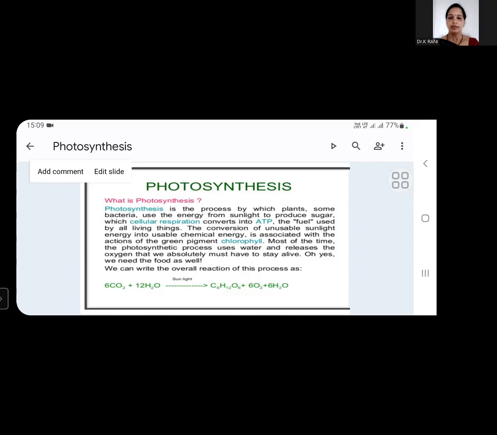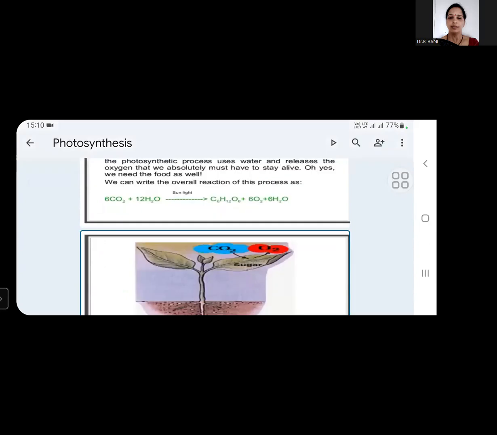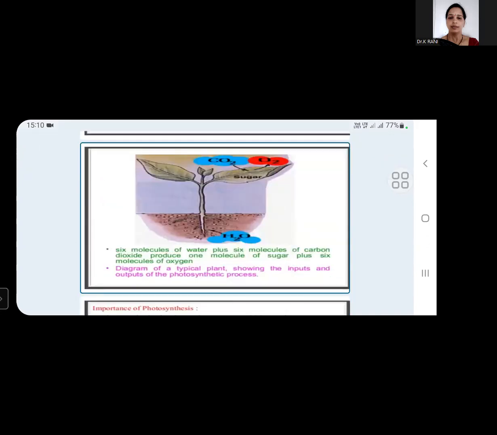Among the early experiments, Joseph Priestley, the famous physiologist, performed a series of experiments that revealed the essential role of air in the growth of green plants. In the equation, 6 molecules of water plus 6 molecules of carbon dioxide produce 1 molecule of sugar plus 6 molecules of oxygen. The diagram of a typical plant shows the inputs and outputs of the photosynthetic process.